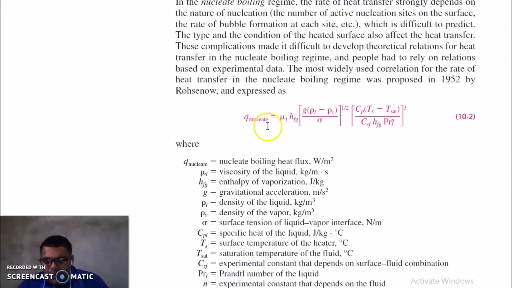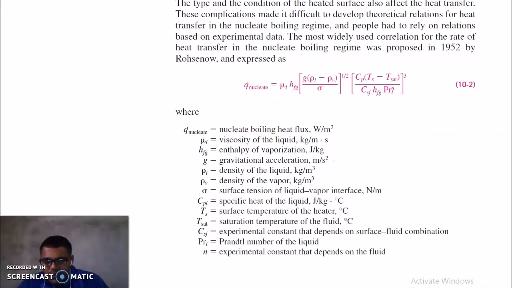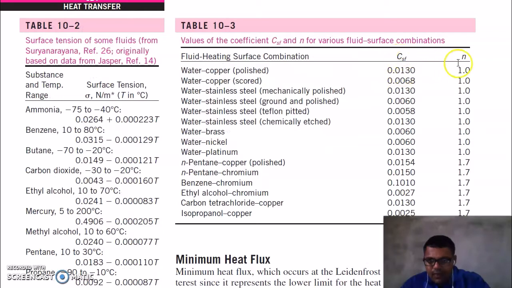In the case of nucleate boiling, this is the correlation here, which is based on experimental data, where Q is the nucleate boiling heat flux, mu f is the viscosity of the liquid, hfg is the enthalpy of vaporization, g is gravity, rho l is the density of liquid, rho v is the density of vapor, Cp is the specific heat, Csf is an experimental constant that depends on the surface-fluid combination, and Pr is the Prandtl number. This table shows the Csf values and n values for combinations of surface and liquid: water-copper polished surface, water-stainless steel, water-brass, nickel, platinum.